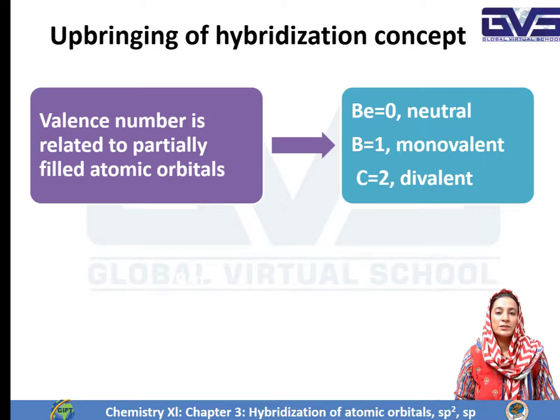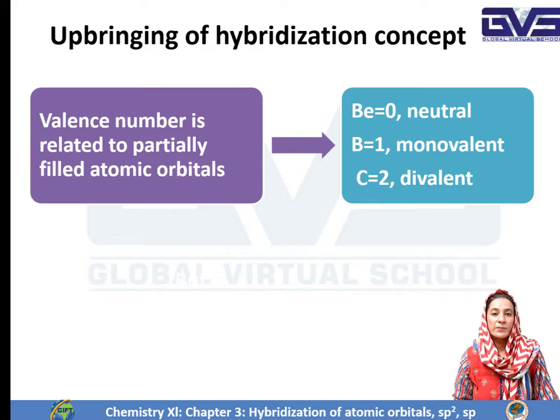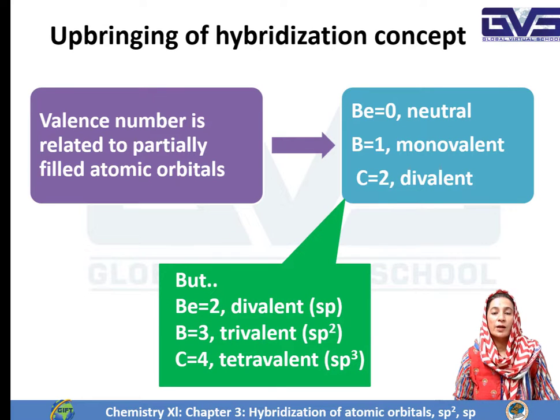Partially filled atomic orbitals are related to the valence number. If the valence number is 1, it means that the atom has 1 partially filled atomic orbital, and if its valence number is 2, then it has 2 partially filled atomic orbitals, and then it will form 2 bonds to other atoms. So according to that, beryllium is neutral, it has no partially filled atomic orbital. Boron is monovalent, it has only 1 partially filled atomic orbital, and carbon is divalent because it has 2 partially filled atomic orbitals. But in most of its compounds, carbon is tetravalent.